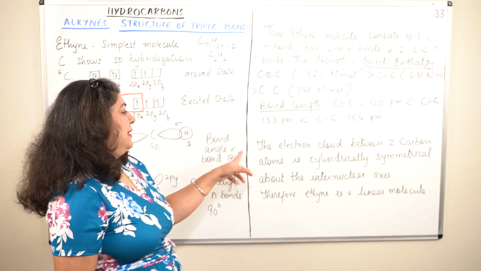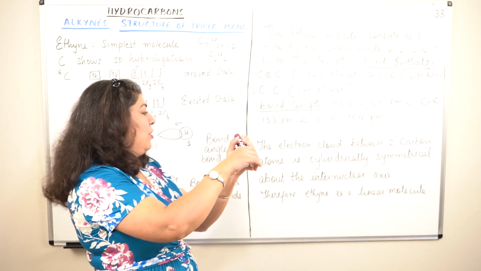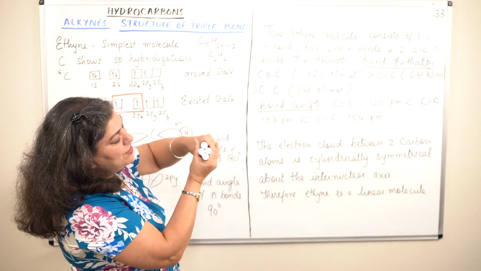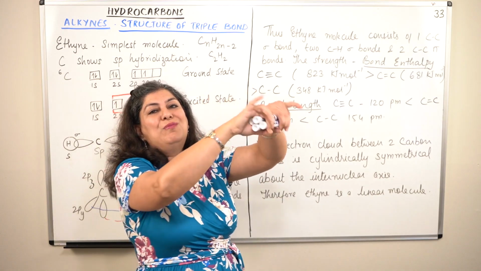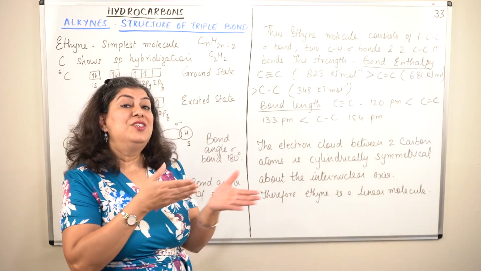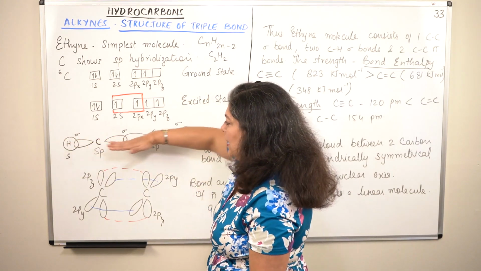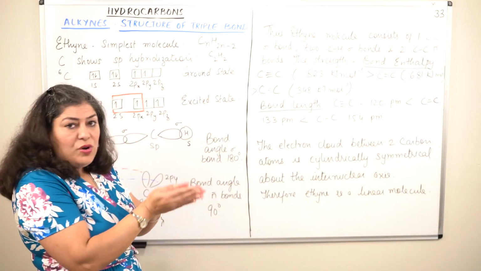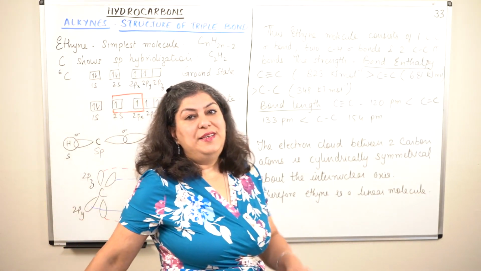So what do you conclude from all this? That the electron cloud between 2 carbon atoms is cylindrically symmetrical. I showed you that if you imagine the electron cloud now, you will imagine it to be a cylinder, a symmetrical cylinder around the basic central axis, if you imagine this to be the sigma bond and the basic skeleton of the molecule. This whole electron cloud forms a cylindrical structure. So the electron cloud between 2 carbon atoms is cylindrically symmetrical about the internuclear axis. What is the internuclear axis? The line that joins the 2 nuclei of the 2 carbon atoms and the hydrogens. All the nuclei are in one line. So this forms the internuclear axis, and the electron cloud is cylindrically symmetrical about it. Therefore, ethyne is a linear molecule.